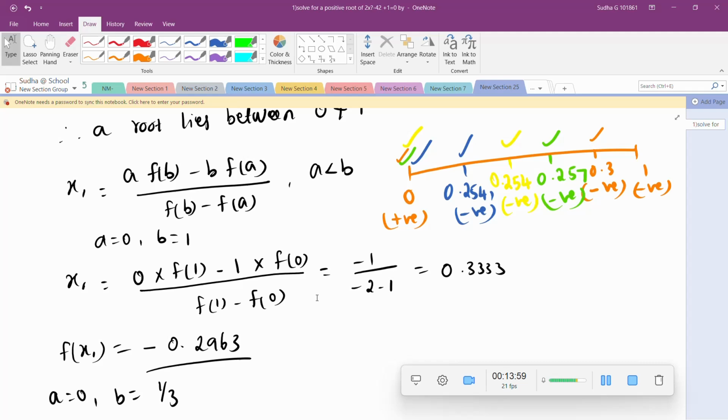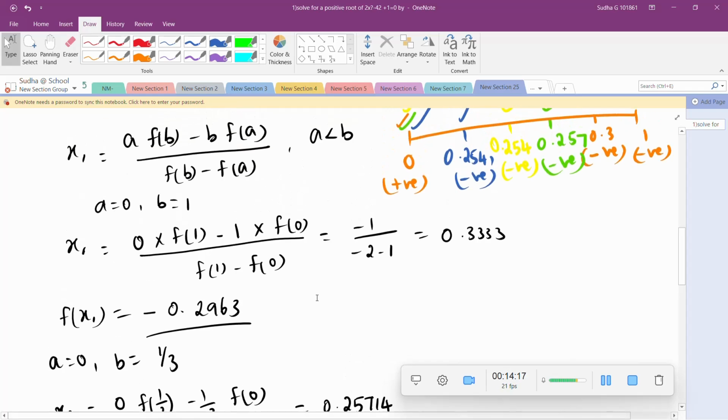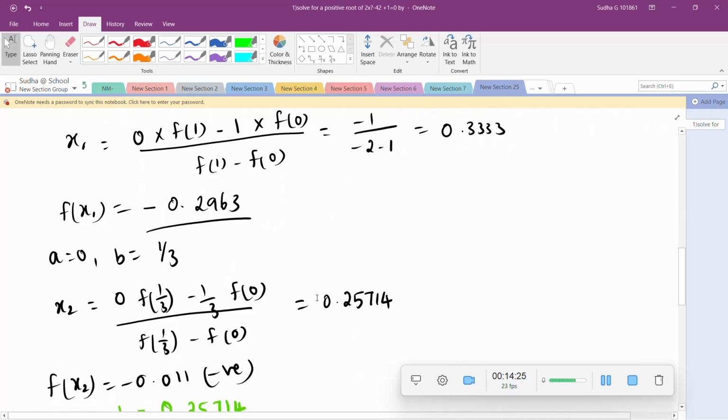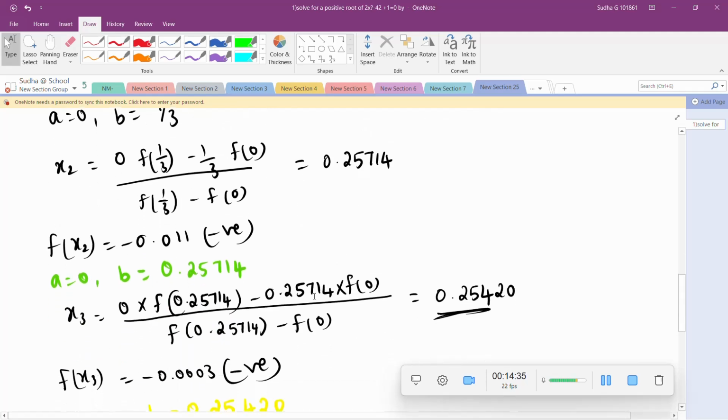Next, we have to check whether this x1 value is positive or negative. In the given f of x, we have to substitute 0.43 instead of x. Then we'll get whether it is positive or negative. Based on the positive or negative, we have to choose A and B values. In this problem we are getting negative again, so that's why we are choosing again. Therefore, a root lies between 0 and 1 by 3 or 0.33. So again, using the formula, we are getting x2 value 0.25714. Again, which is negative. So again, we have to choose A and B values.